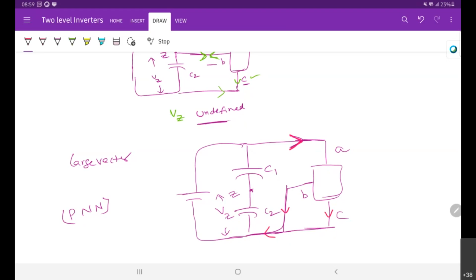Okay, so combinedly C1 and C2 are in series, so both are feeding the load, right? Whatever the charging and discharging, both are the same. If it is charging or discharging, both are the same.